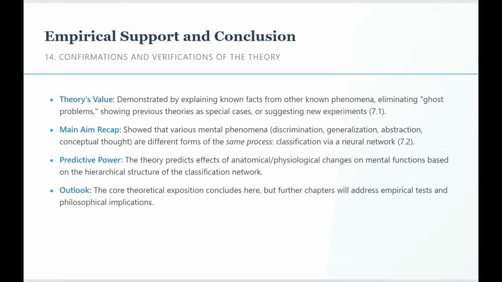So, how do we know if this theory holds water? A good theory, the author argues, should explain existing facts using known phenomena, help eliminate confusing problems, show older theories as special cases, or suggest new experiments. This classification theory aims to do just that by showing how various mental functions, discrimination, generalization, abstraction, conceptual thought, all emerge from the same basic process operating at different levels within a neural network. The hierarchical structure of this network also allows predictions about how brain changes might affect mental abilities.